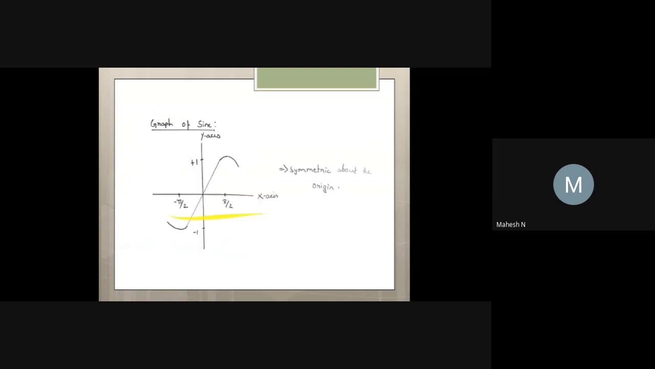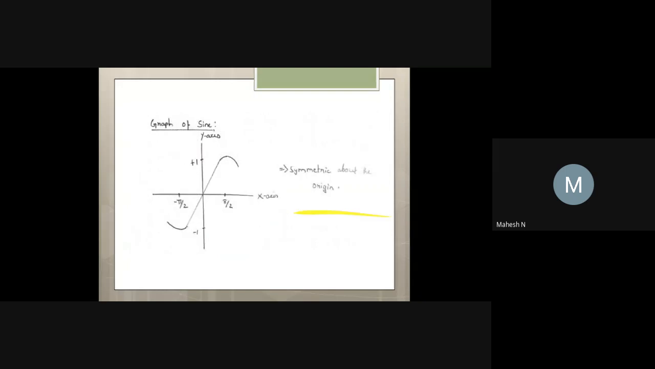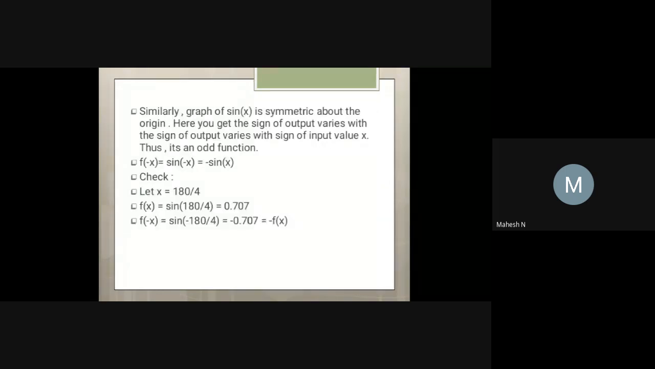From the graph of cosine, we can understand it is symmetric about the y-axis, and the graph of sin x is symmetric about the origin. Here we can check with x equal to 180 by 4, that is pi by 4. f(x) is sine of pi by 4, which is equal to 0.707. f(-x) is sine of minus 180 by 4, or sine of minus pi by 4, which is equal to minus 0.707.